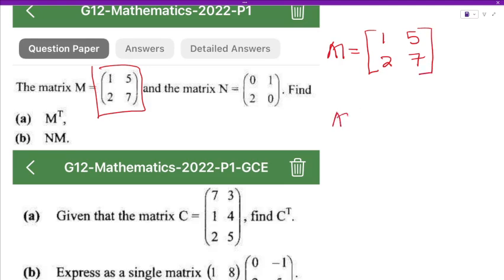Now to find the transpose, we're going to say the rows become columns, right? So what is the first row? The first row is this one here, which is 1 5, so it's going to become the first column 1 5. The second row is 2 7, so it's going to become 2 7, and you are done. That is your transpose of that particular matrix. I hope that is clear.